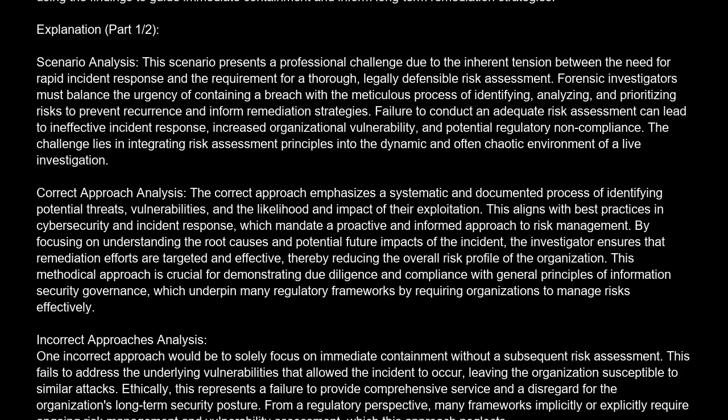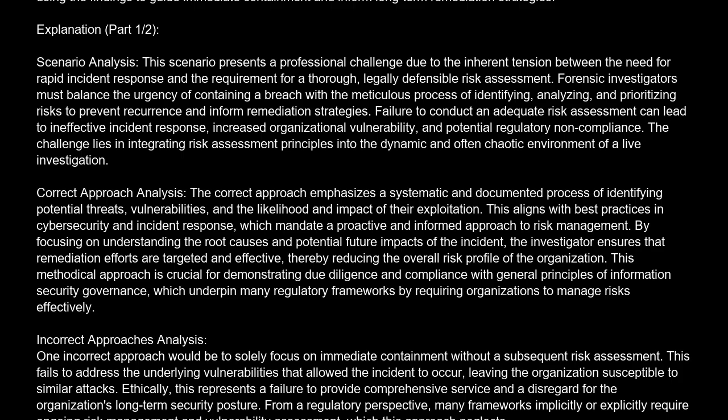Forensic investigators must balance the urgency of containing a breach with the meticulous process of identifying, analyzing, and prioritizing risks to prevent recurrence and inform remediation strategies. Failure to conduct an adequate risk assessment can lead to ineffective incident response, increased organizational vulnerability, and potential regulatory noncompliance. The challenge lies in integrating risk assessment principles into the dynamic and often chaotic environment of a live investigation.